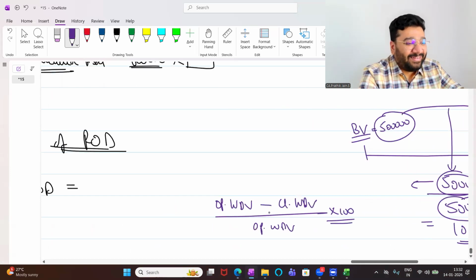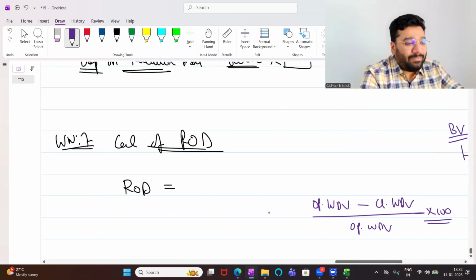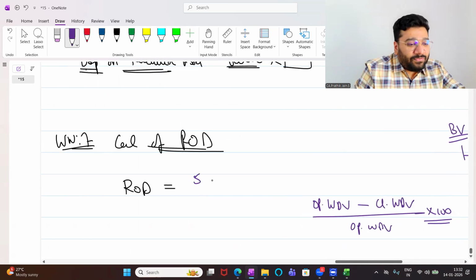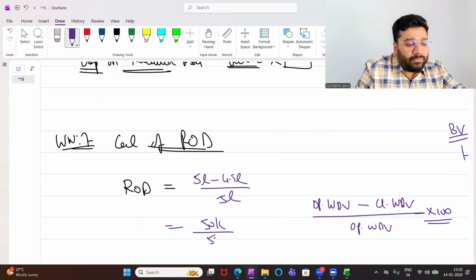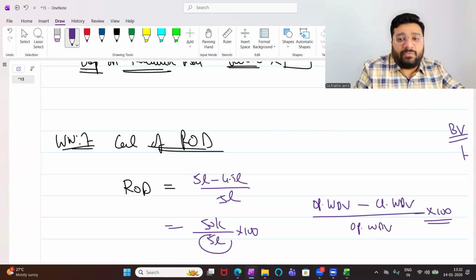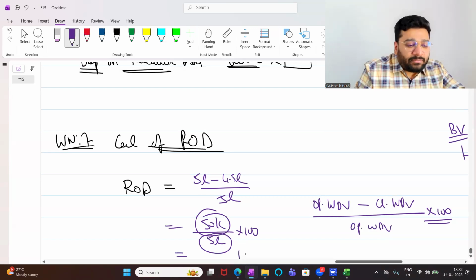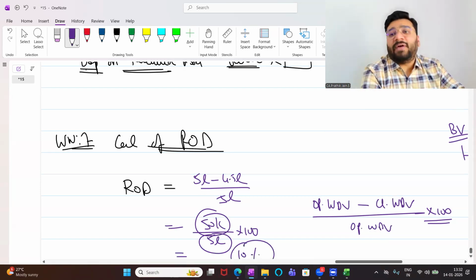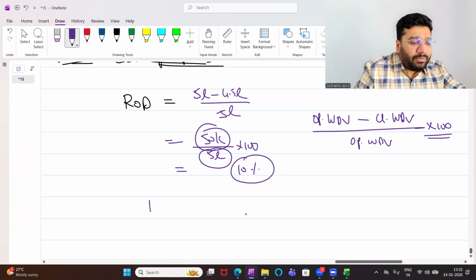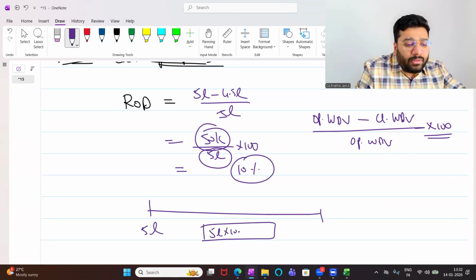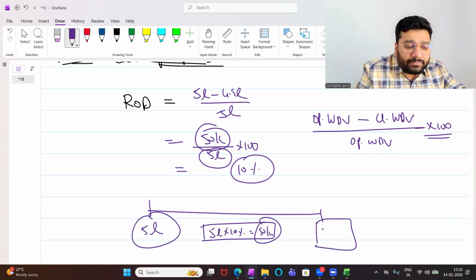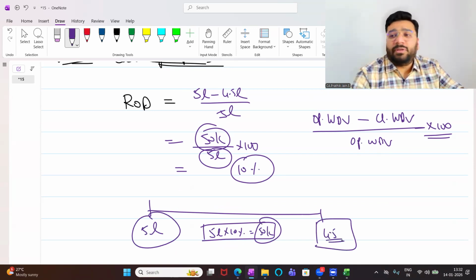Very good. Now, rate of depreciation is 10%. Any problem? So 5 lakh minus 4.5 lakh divided by 5 lakh, 50,000 upon 5 lakh into 100. Means out of 5 lakh worth of the asset, in the current year, I've used it for 50,000 rupees. So to the extent of 10%, I've used the value of the asset. If you want to cross check, very simple. 5 lakh beginning value. What is depreciation? 5 lakh into 10%. How much it is? 50,000. From 5 lakh, if I minus 50,000, what will I get? 4.5 lakh. Simple.